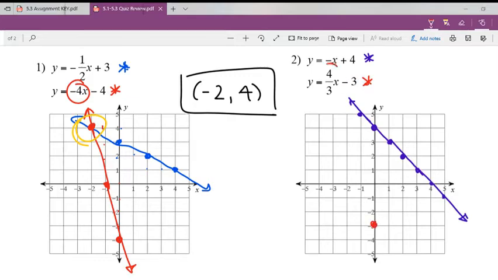Since it's positive 4/3, we count up 4. 1, 2, 3, 4, right 3. 1, 2, 3. And then actually, even once you've just done that one point, can we see where they're going to cross? Right, and then there, I can see where they intersect. And can someone tell me how I would then write my answer?